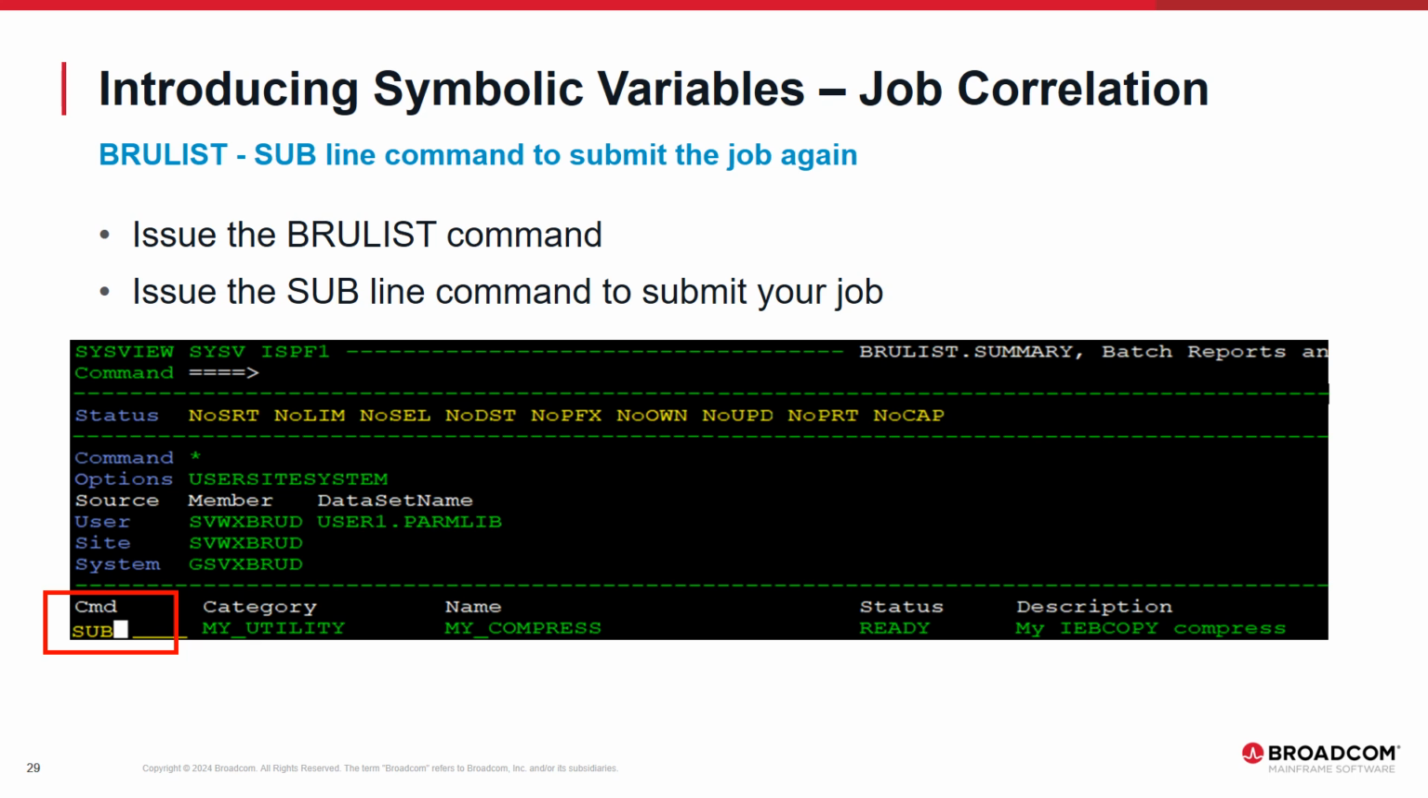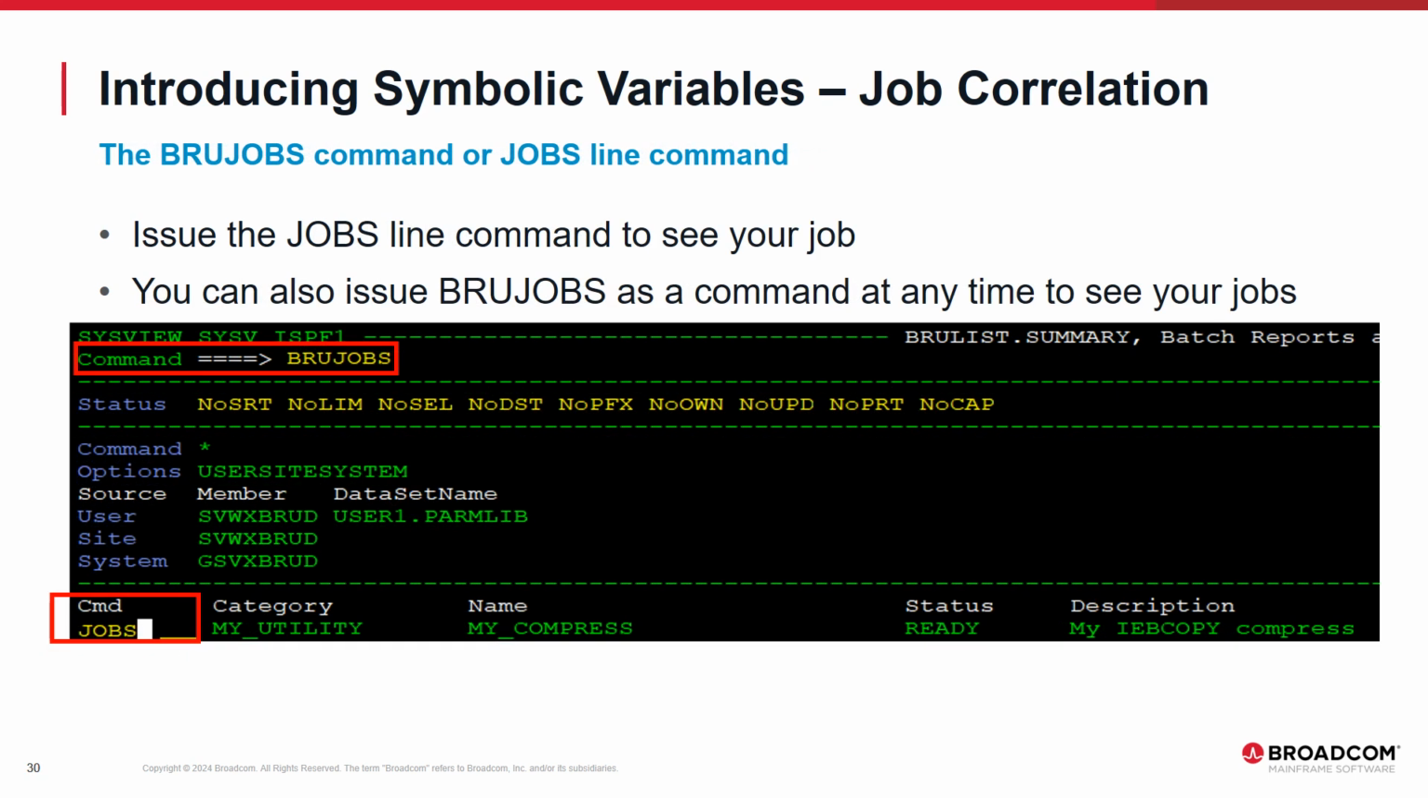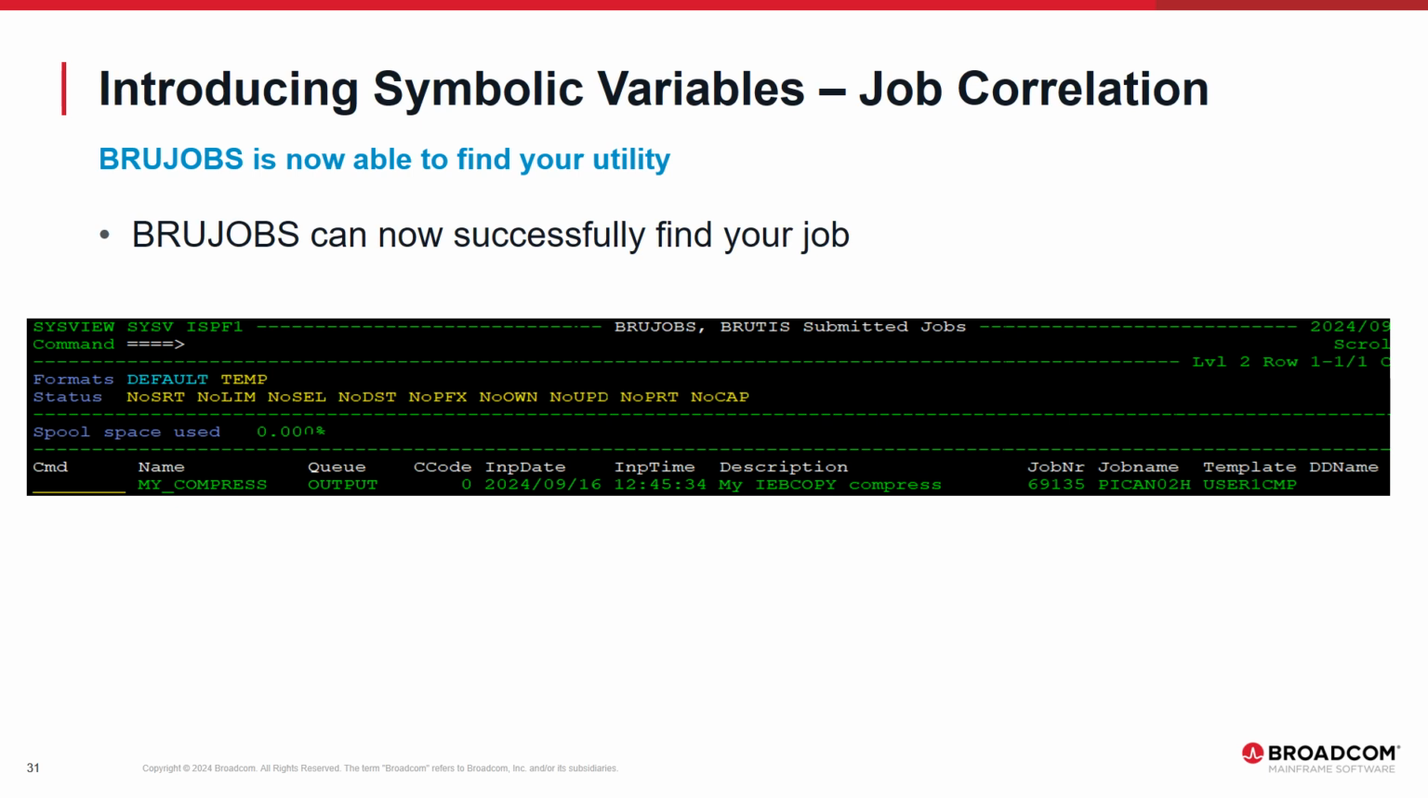Issue the BRUTIS command in SYSVIEW and submit your sample compress utility using the sub command as we did before. And again, use the BRUJobs command or the jobs line command to view your job's execution status. BRUJobs should now show your job, the queue it is on, and if it is complete, the completion code.